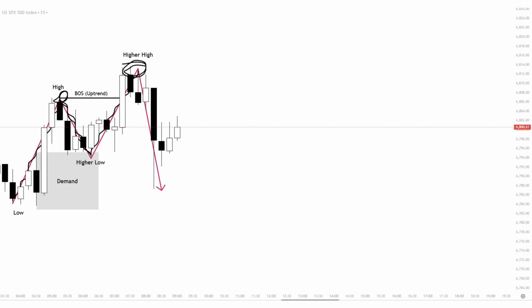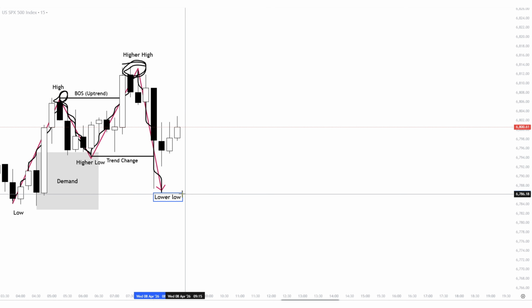Then from the higher high, we got a pull to the downside. The key part is that it broke below the previous higher low. So initially, when we have a combination of a higher low with a higher high, that signals that the market is following an uptrend. But the moment the market breaks the last low, that's when the trend changes and reverses into a downtrend, since now we have the first lower low swing point.